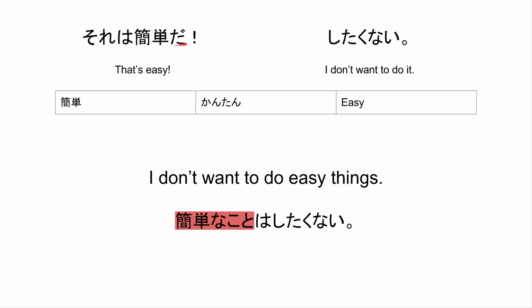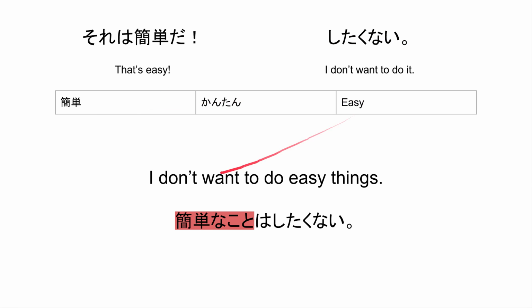Sore wa kantan da. Notice how there's no na after here because it's in the predicate position. So there's no need for na there. Sore wa kantan da. That's easy. Shitakunai. I don't want to do it. Shitai is want to do. Shitakunai is I don't want to do.